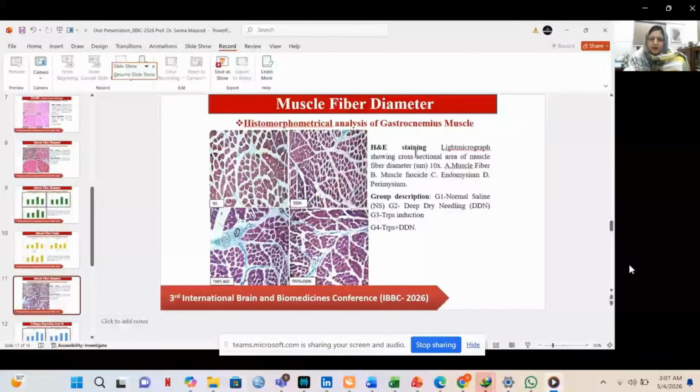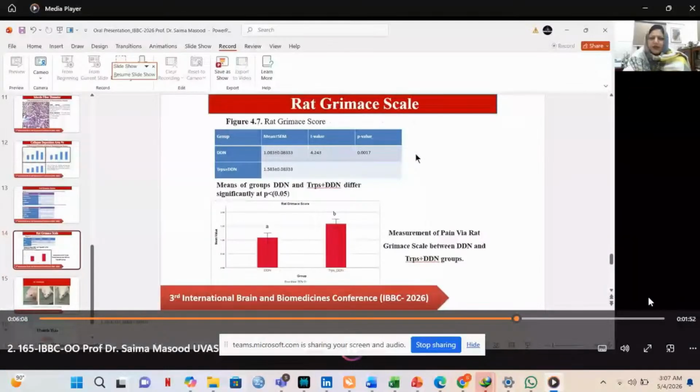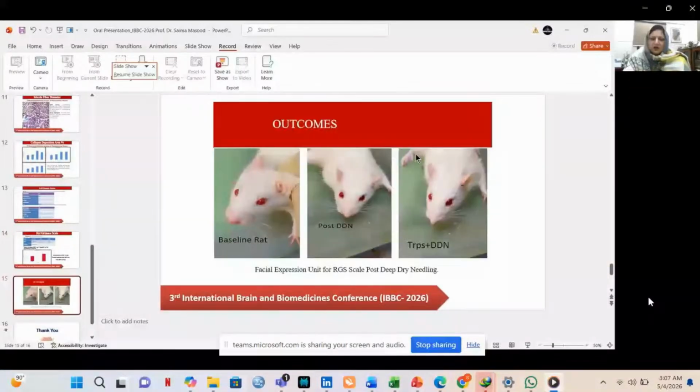So these are the different scales, used in rats, by which we can see how the pain can be relieved, and these are the different facial expressions of the rats during induction of trigger points. In the first picture you can see that this is normal, and the second picture is showing the facial expression of the mouse with dilated eyes, and its ears at the periphery.